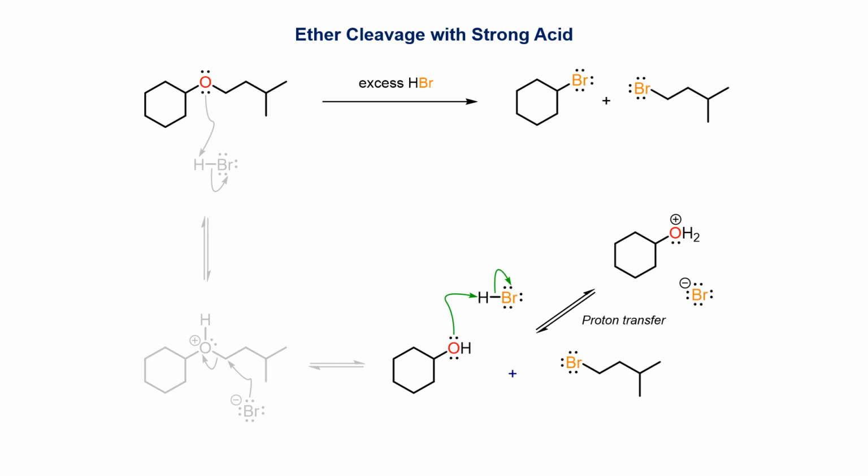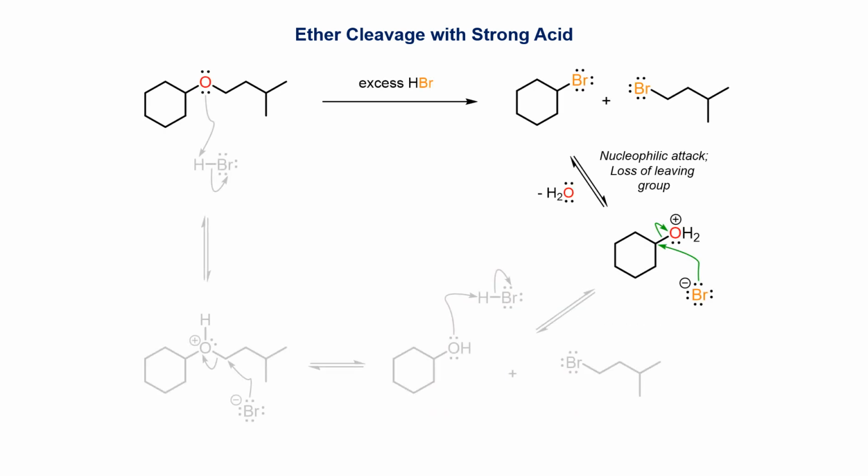Since an excess of the acid is employed, the liberated alcohol will be protonated quickly to set up a good leaving group and a second halide nucleophile. The bromide anion then displaces water in a second substitution reaction to give the second equivalent of alkyl halide. In a similar reaction with a symmetrical ether, two equivalents of the same alkyl halide would be formed.